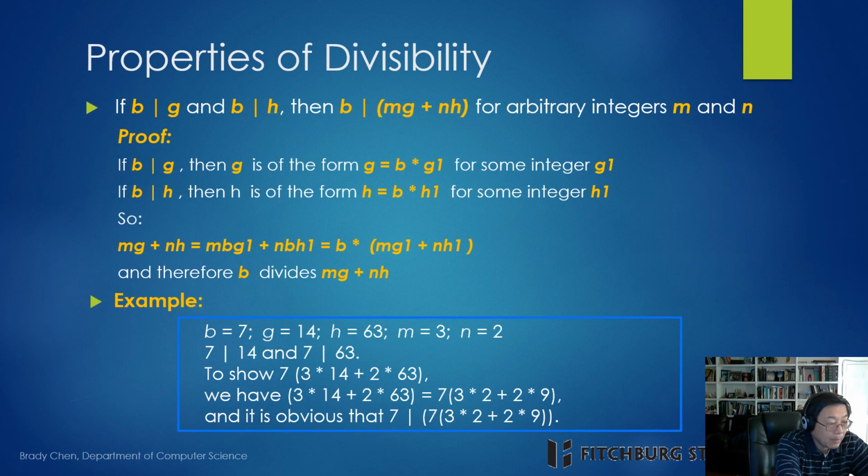Now here is another property of divisibility, and its proof. So if B divides G, so B is a divisor of G, and also B divides H, then we know B divides M times G plus another number N times H, for arbitrary integers M and N. So this is always true. Now how can we prove this?